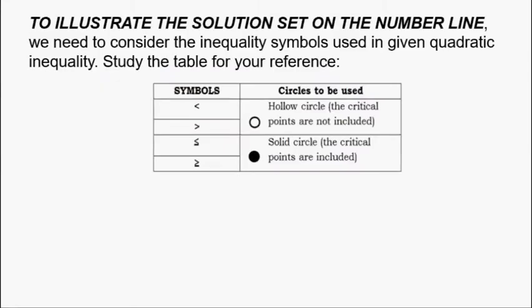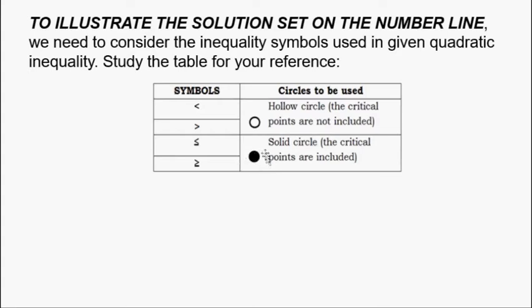Okay? Next is, to illustrate the solution set on the number line, we need to consider the inequality symbols used in the given quadratic inequality. So, we have here the table of reference. Ano ang kaibahan ng dalawang bilog na ito, yung ating hollow circle at solid circle? Kapag may underline, yung inequality symbol natin, tulad nitong dalawang ito, we have the less than or equal to and the greater than or equal to. Ang symbol na gagamitin natin sa number line is the solid circle.